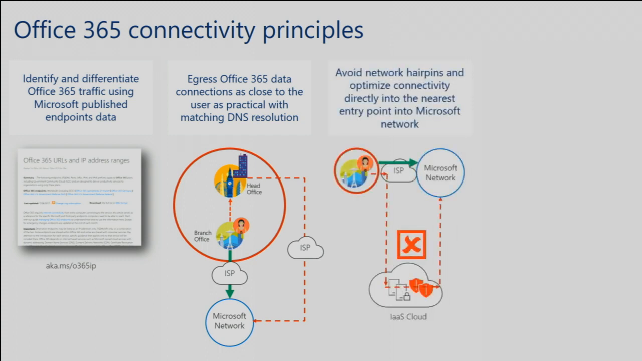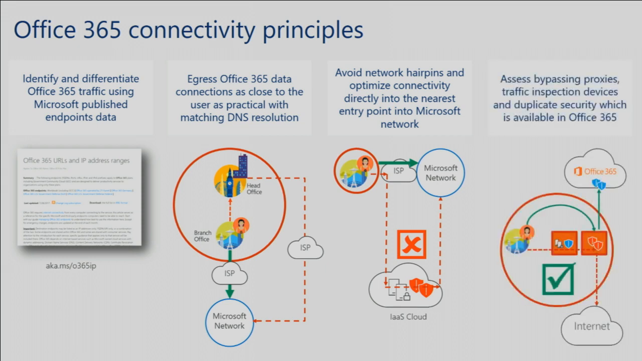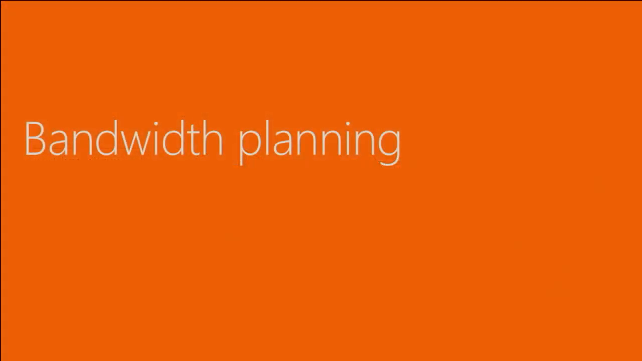Number 3, avoid these network hairpins. I talked about 2 kinds of network hairpins. One that goes all the way across the enterprise network to a single egress point. One that goes out across the internet to an IaaS-hosted network provider and then back to Microsoft's front end. Number 4, assess bypassing proxy servers, traffic inspection devices, and any other devices that duplicate or provide for risks that are not present in Office 365 traffic. All right. So that's the first part of our talk.